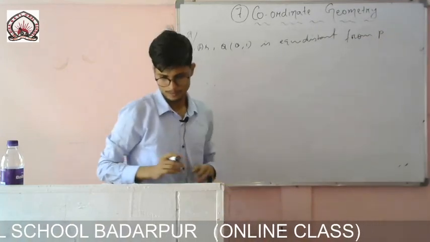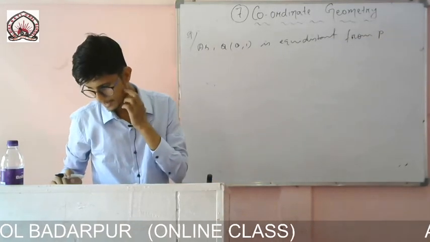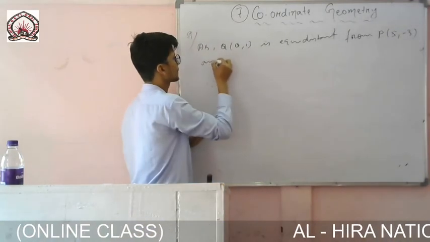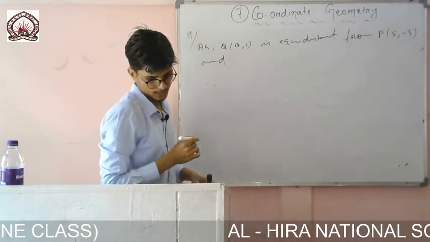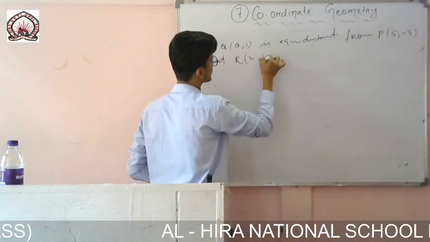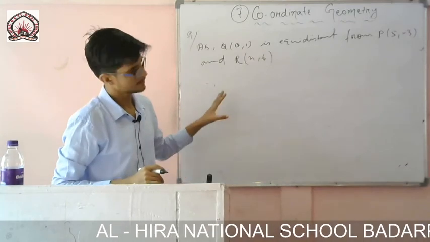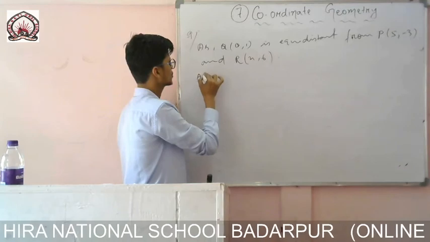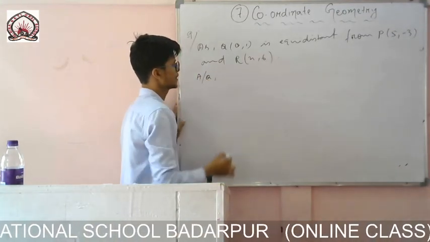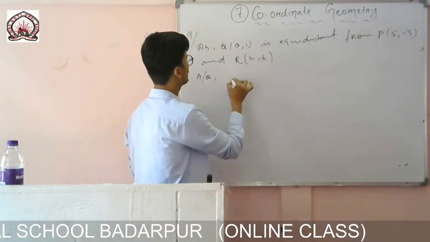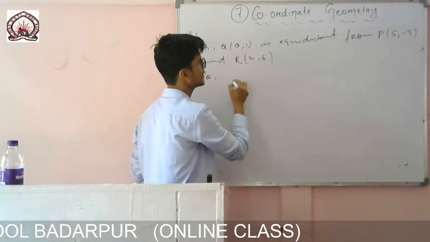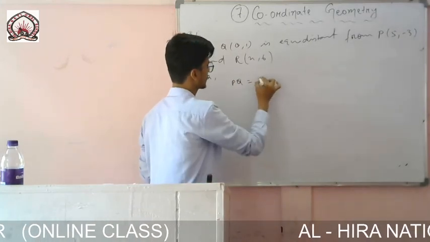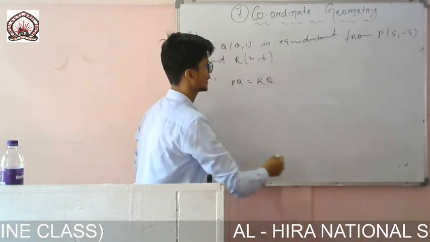P, which is (5, -3), and R, which is (x, 6). So it is given that Q is equidistant from these two points. So according to the condition, equidistant means it is in the middle. So PQ will be equal to RQ. It is in the middle like this.